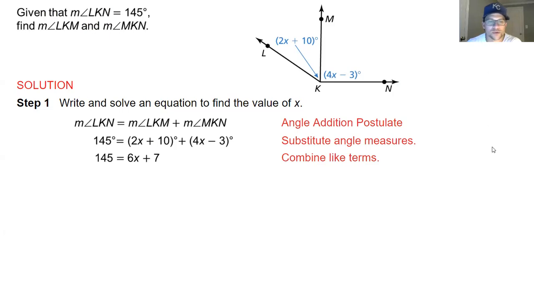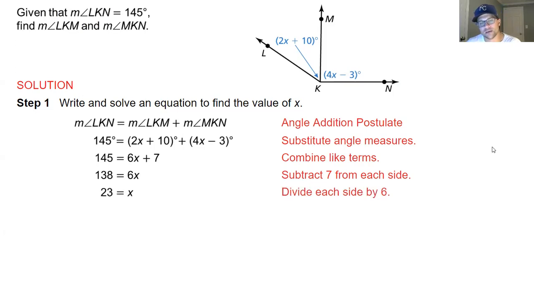Then using your inverse order of operations, or your PEMDAS backwards, we're going to subtract 7 on both sides to give us 138 equal to 6x. And since the 6 is being multiplied by the x, you divide on both sides to get 23. Now the directions ask us to find the measure of LKM and the measure of MKN. We just found x. That is not what the directions are asking.